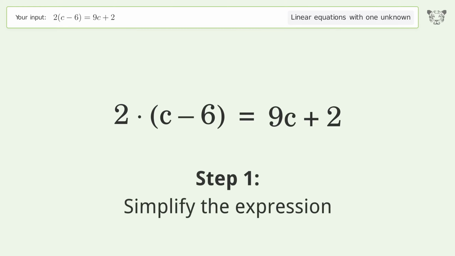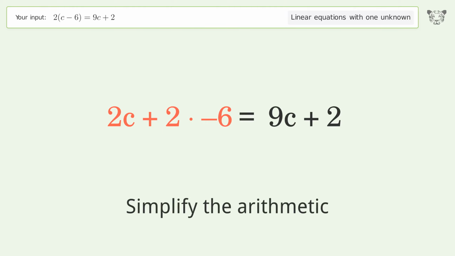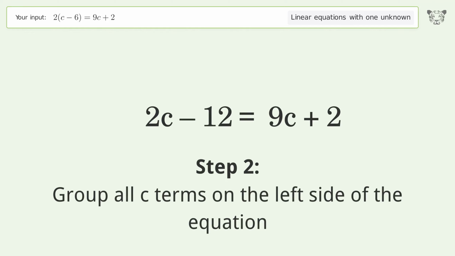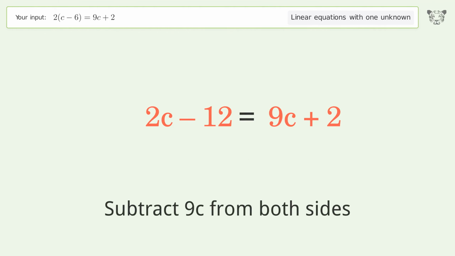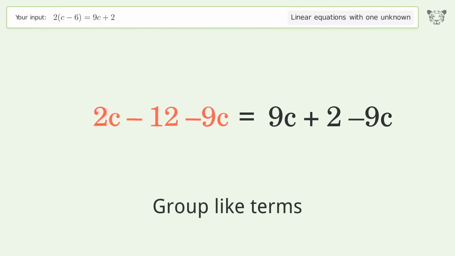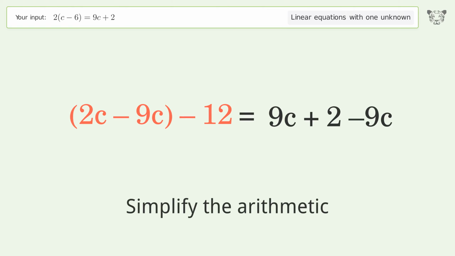Simplify the expression. Expand the parentheses. Simplify the arithmetic. Group all c terms on the left side of the equation. Subtract 9c from both sides. Group like terms. Simplify the arithmetic.